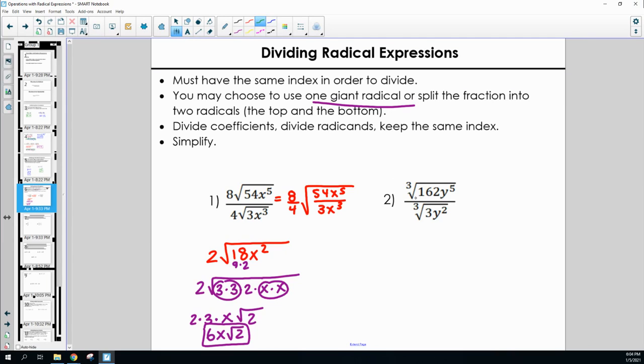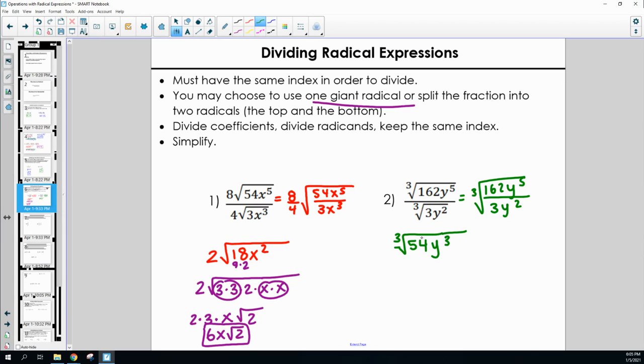So in number 2, we have the cubed root of 162y to the 5th over the cubed root of 3y squared. So again, I am going to rewrite this as one big radical. 162y to the 5th over 3y squared. So this is going to make it a little bit easier for us because now I can actually divide what's inside. So 162 divided by 3 is going to give me 54. And then y to the 5th over y squared, I'm going to subtract 5 minus 2. So this is going to give me y to the 3rd.